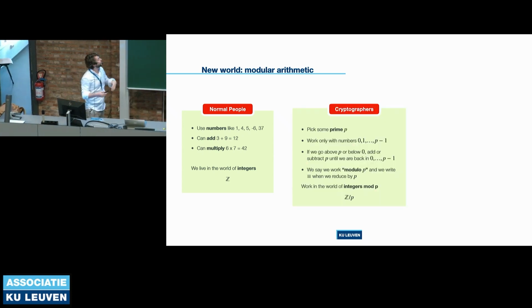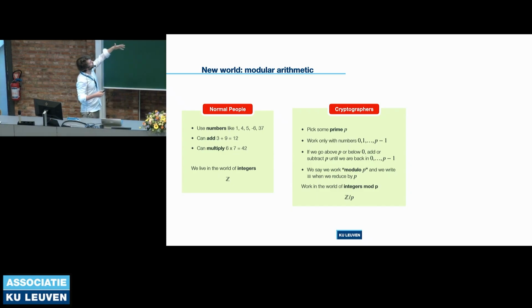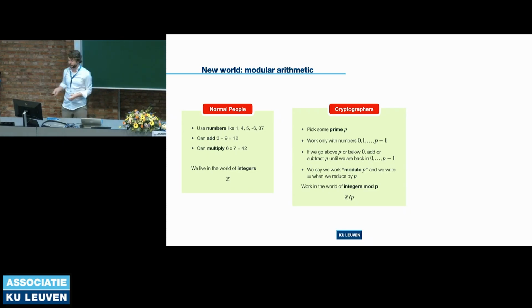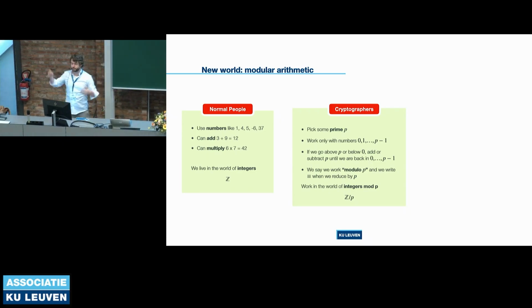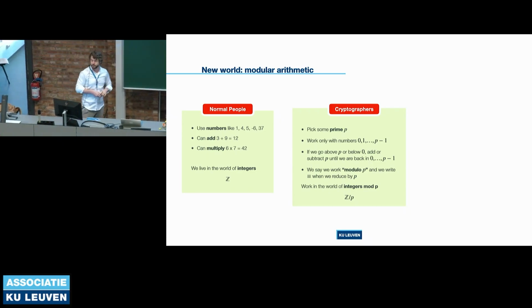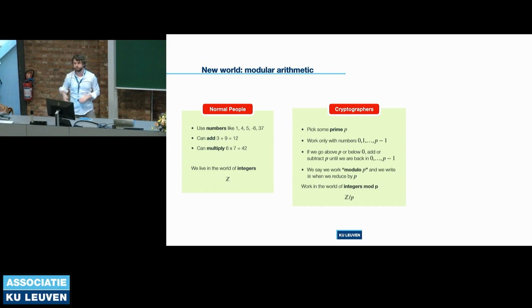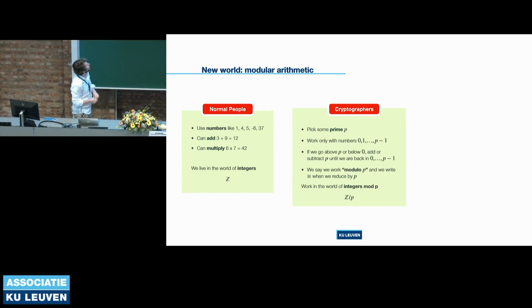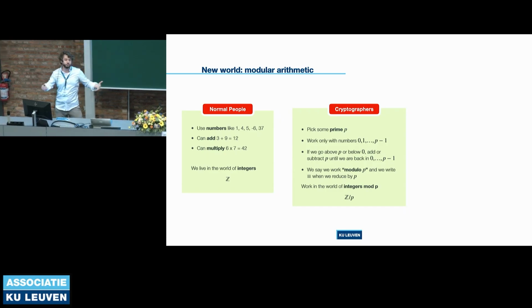They like to pick a prime number p, so a number with no other divisors than 1 and itself. And then they will work with only the numbers between 0 and that prime. And if you go above that prime by adding two things together, you're just going to subtract that prime number until you're back in this range of 0 to p minus 1. We call this working modulo p.